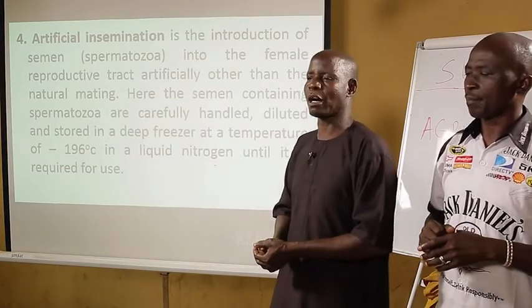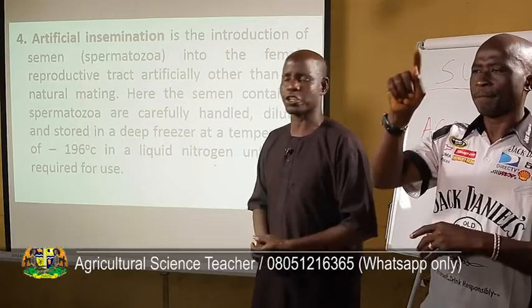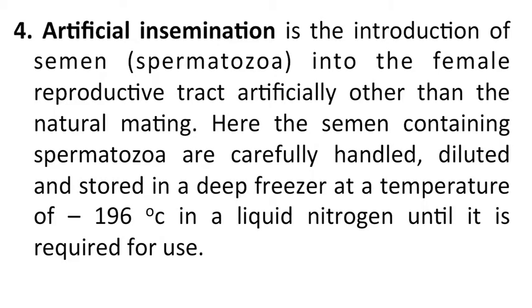The last method of animal improvement is artificial insemination. This is the introduction of semen, otherwise known as spermatozoa, into the female reproductive tract artificially other than by natural mating. Here, the semen containing spermatozoa is carefully handled, diluted, and stored in a deep freezer at a temperature of minus 196 degrees centigrade in liquid nitrogen until it is required for use.